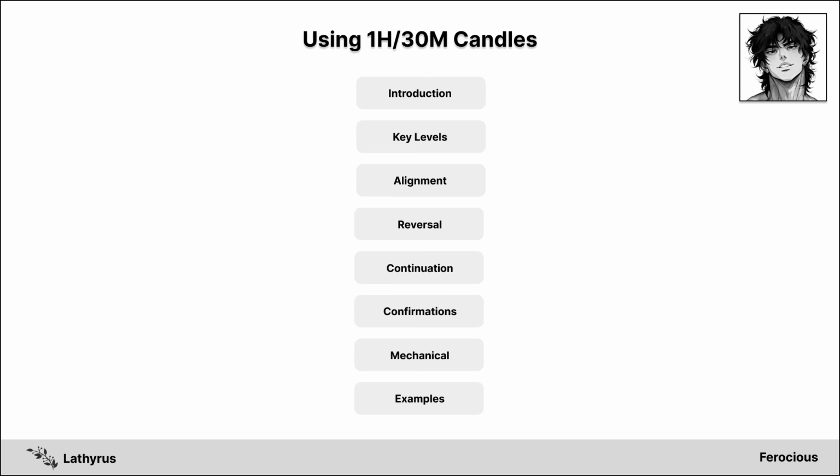Yo guys, Roses here. In today's video I'm going to talk about how I use the 1 hour and 30-minute candles. By the end of the video you will exactly know how to trade reversals and continuations without getting lost in the market.